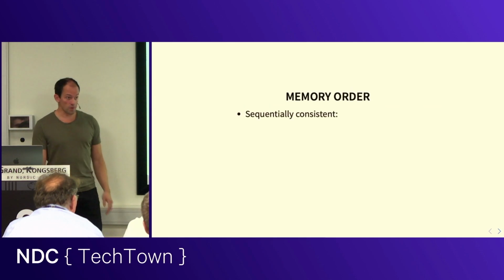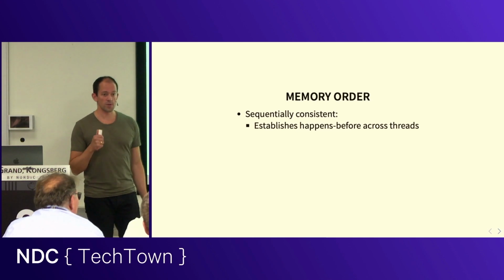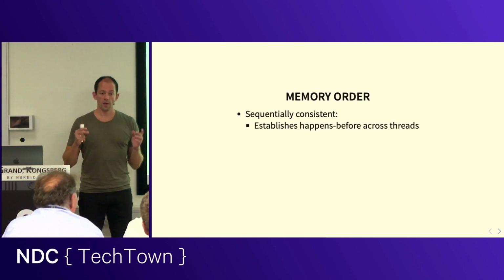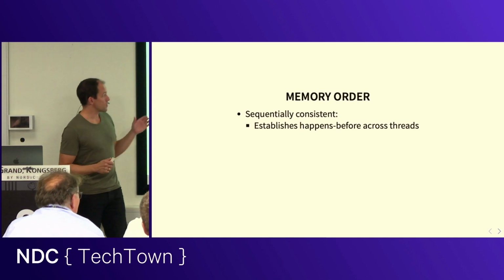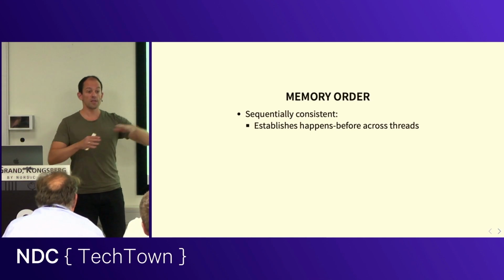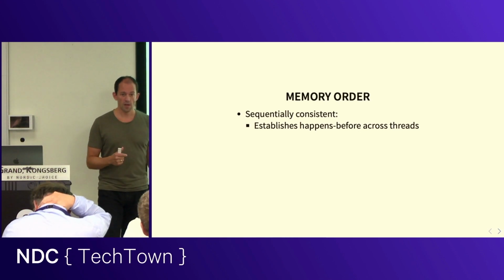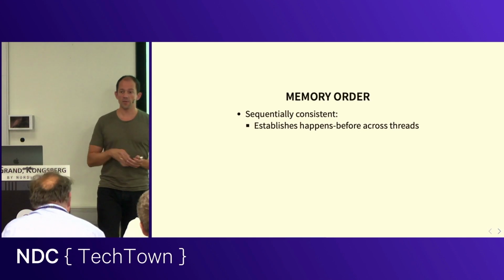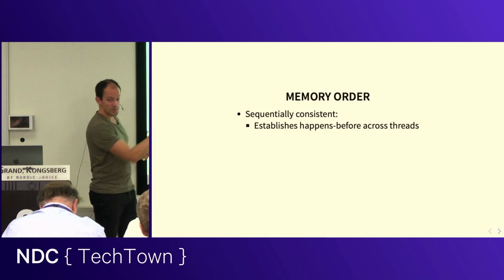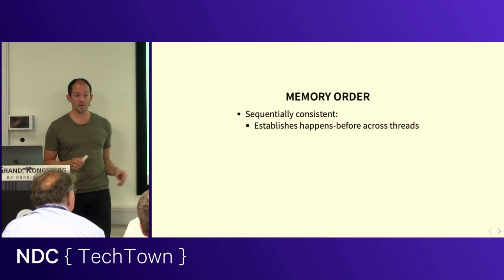Sequentially consistent solves a few things. It establishes a happens before across threads. So this is the thing that helps us. This is what turns the arrow green, because if you choose the sequentially consistent memory order, then there is a happens before relationship between the write and the read of ready. And since we had the other two green arrows, now we have the whole chain, so everything is fine. Even the data is protected by this.